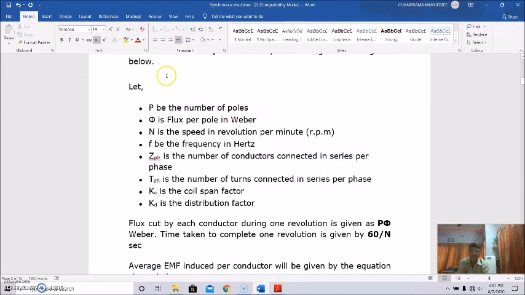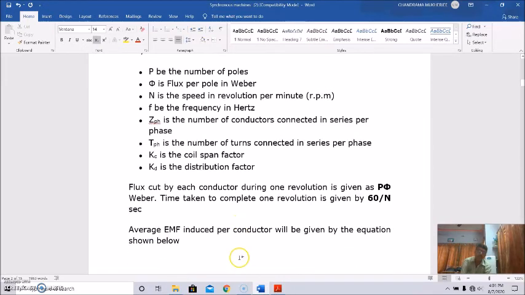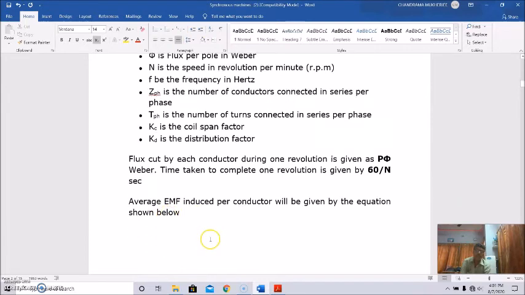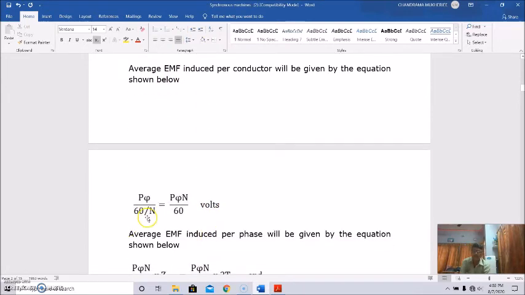In that case, the flux cut by each conductor during one revolution will be phi Weber, and the time taken to complete one revolution is given by 60 by N seconds. So the average EMF induced per conductor will be phi divided by 60 by N, that is phi N by 60. So the average EMF induced per phase will be given by an equation like this.